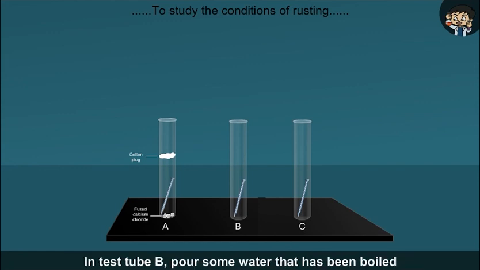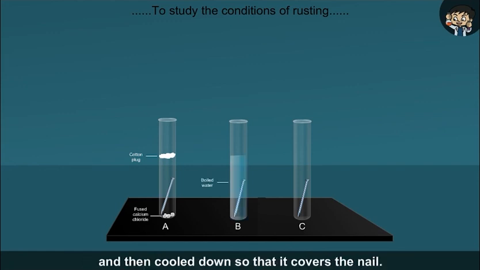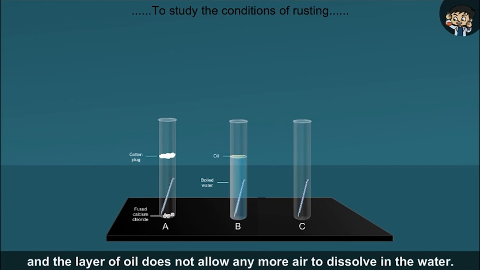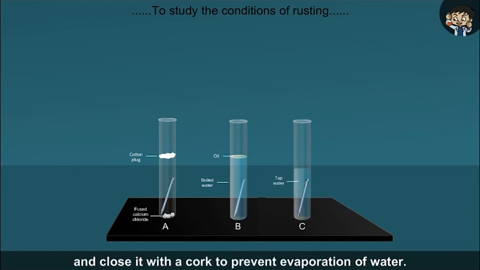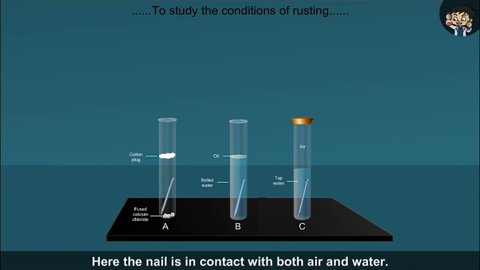In test tube B, pour some water that has been boiled and then cooled down so that it covers the nail. Now, pour some vegetable oil over the boiled water. Boiling expels the air dissolved in water and the layer of oil does not allow any more air to dissolve in the water. The nail is now in contact with water only. In test tube C, pour some tap water and close it with a cork to prevent evaporation of water. Here, the nail is in contact with both air and water. Keep the setup undisturbed for a few days.